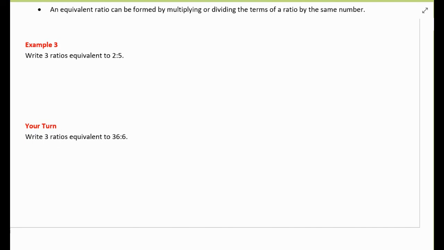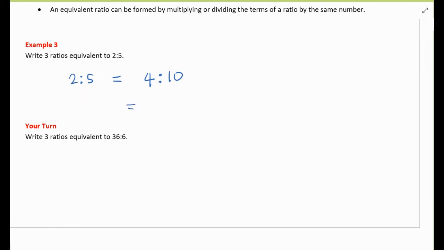Okay, example 3. Write 3 ratios equivalent to 2 to 5. So I want you to pause the video and find 3 equivalent ratios. Go ahead, everyone. Alright, have you guys tried it? Let's do it together. 2 to 5. If you multiply both numbers by 2, that becomes 4 to 10.